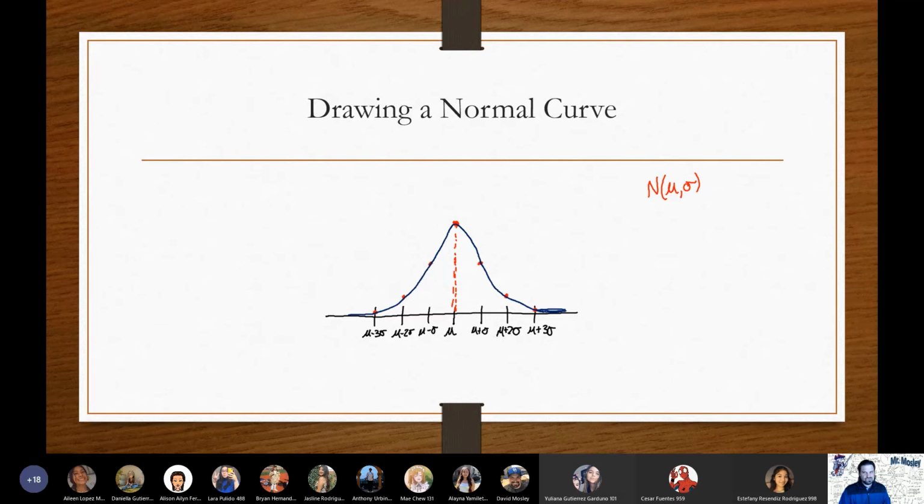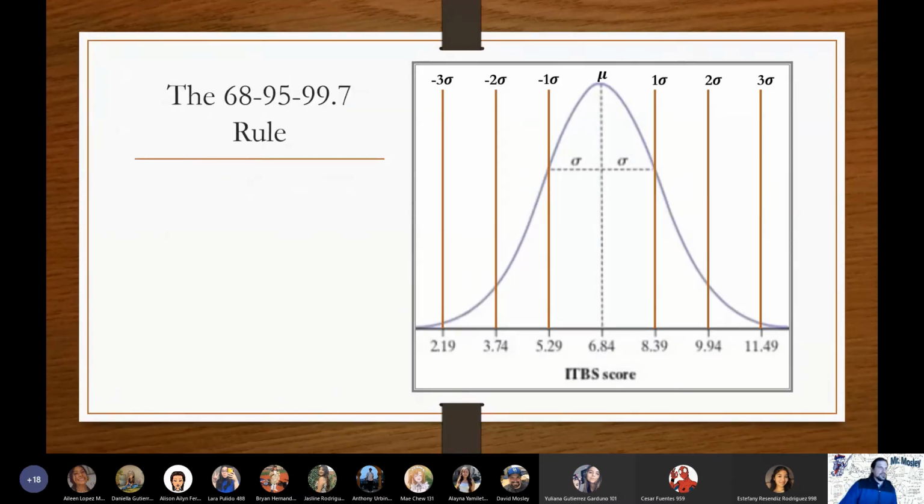Okay. Do we need another moment to draw this if you're putting this in your notes? So that brings us to our 68, 95, 99.7 rule. All right, last week, we saw the distribution of ITBS vocabulary scores is symmetric, single-peaked, and bell-shaped. And if you don't remember that, the graph is here, and that's okay.